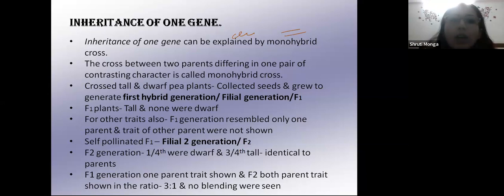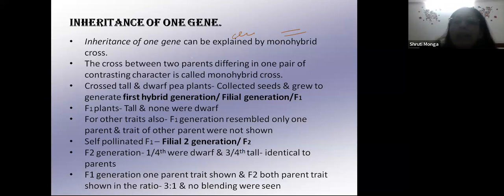Right. So basically, we have to start with Mendel's experiments. What experiments did he do and what conclusions did he come to? We have to talk about the inheritance of one gene. We are talking about the experiments done by Mendel. Out of it, the first one is inheritance of one gene. Right now, don't write anything from this slide. I will tell you what to write.